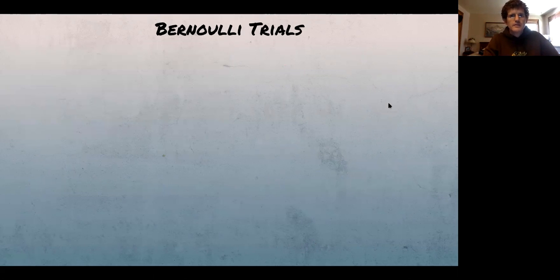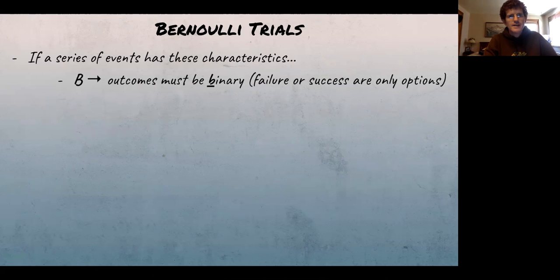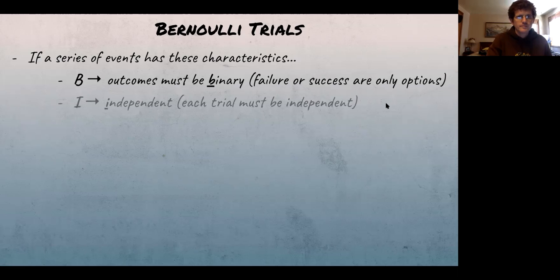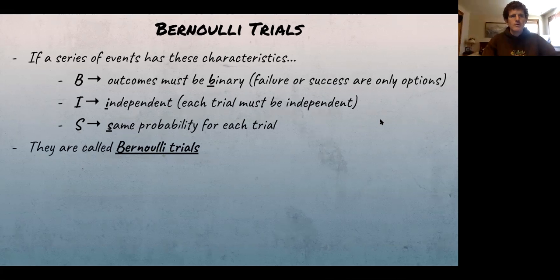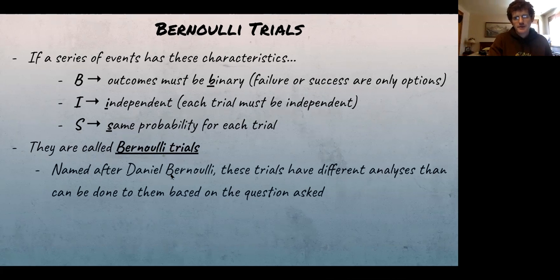All right, Bernoulli trials are specific things, and these are events that have certain characteristics, which are the outcomes must be binary, where failure or success are the only options. They must be independent. So each trial must be independent. That one's straightforward. And they must have the same probability for each trial. And there we go. That's why those are called Bernoulli trials. Now you'll figure out pretty quickly how we use this. There's Daniel Bernoulli. There we go.